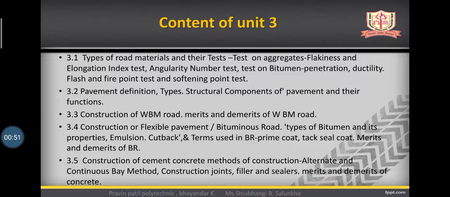The third point is the construction of WBM road, merit and demerit of WBM road. Fourth point, construction of the flexible pavement. In the flexible pavement, we are going to see about the bitumen road and the types of bitumen, and also the merit and demerit of bitumen road. Then in the fifth point we are going to see about the construction of cement concrete road, the method of construction of cement concrete road, construction procedure, then various types of joint filling material, joint sealing materials, and also merit and demerit of the cement concrete road.